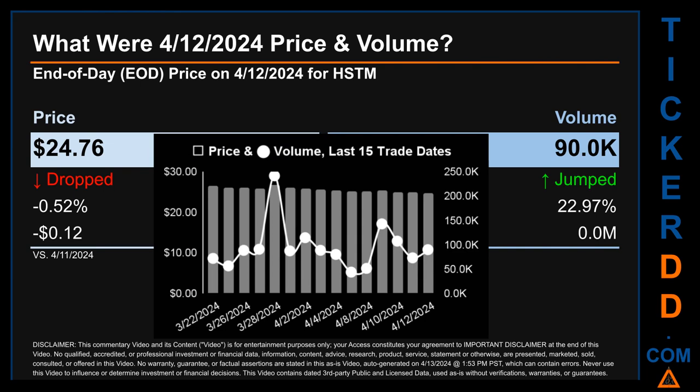Across a range of $1.09, the max and minimum end-of-day price were respectively 26.66 and 24.76. Volume saw a range of 197.9 thousand, from a day low of 43.8 thousand to a day high of 241.7 thousand.